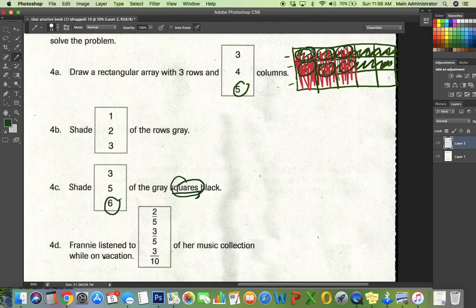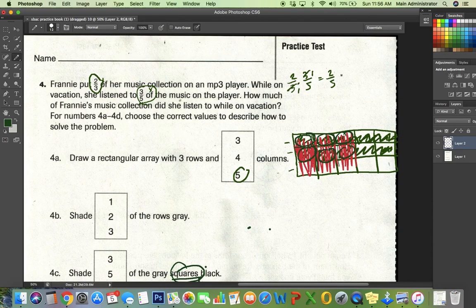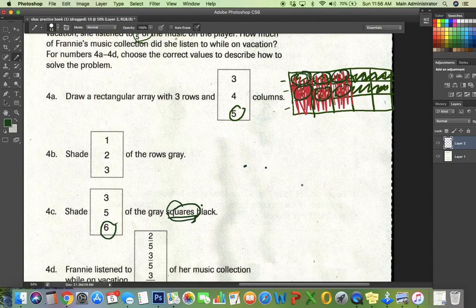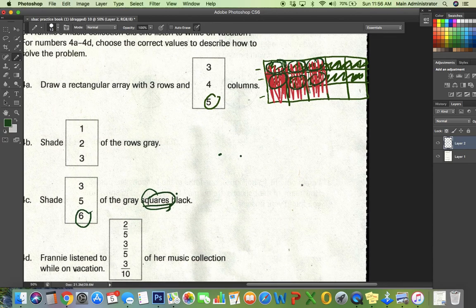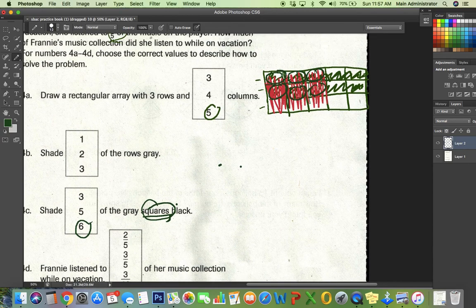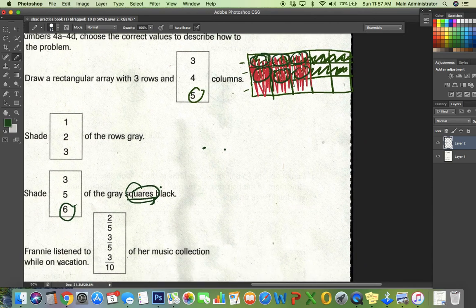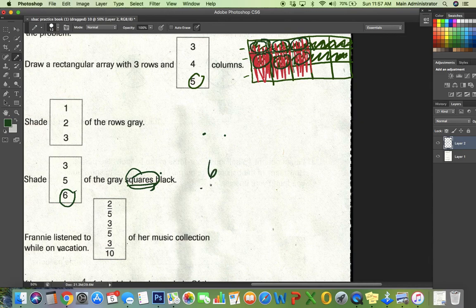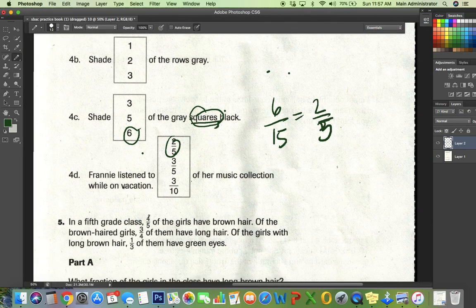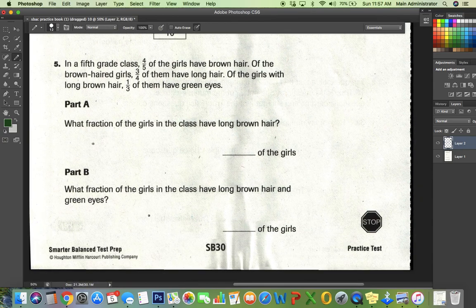And how much music did she listen to? We got that answer already when we multiplied. It was 2/5. But as I'm looking at this, there are 1, 2, 3, 4, 5, 6 that are double shaded out of 15 total. This is 15 total, right? So 6 out of 15 reduces to 2/5, which was the answer we got before. All right, a little bit tricky, I think, but we got through it. Let's take a look at number 5.